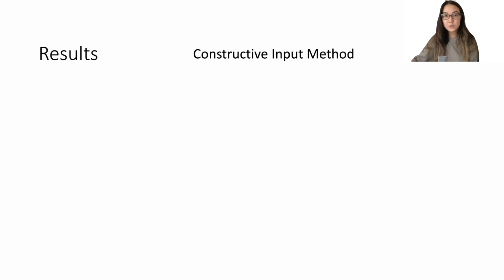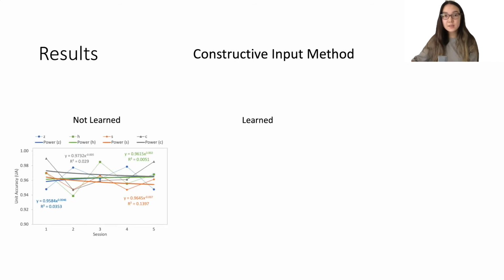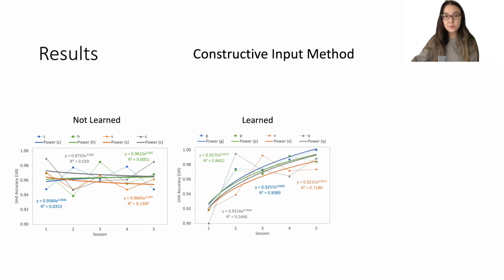Unit error rate per letter identified two groups of letters: not learned letters that were both difficult to enter and learn, and learned letters that were difficult to enter but easier to learn. There was a high inconsistency in unit accuracy across the not learned letters, but an upward trend was observed for the learned letters, indicating learning even in the last session.